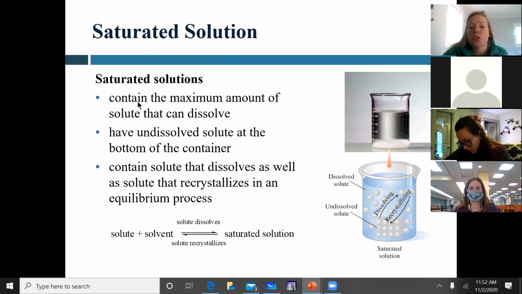A saturated solution contains the maximum amount of solute that can be dissolved in solution. You'll have some undissolved solute sitting at the bottom of the container. In this case, we've got solute and solvent coming together, and we're getting this sort of dissolving and recrystallizing. So some of it's dissolving, some of it's recrystallizing over and over again. There's this transient component to it. But you will have this hunk of solute sitting at the bottom. Why? Because this amount of water can't dissolve this. If I wanted to dissolve this stuff sitting at the bottom, I would have to put it in a bigger container with more water because we've maxed out our solubility.